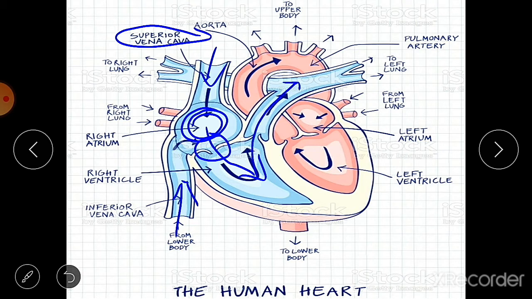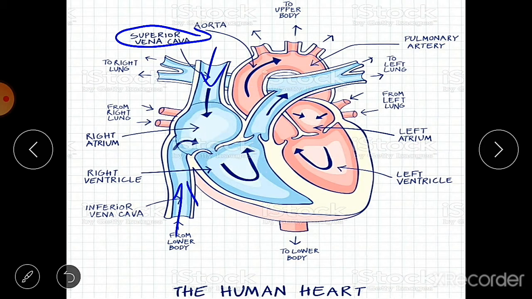So this pulmonary artery, as it is an artery, should contain oxygen rich blood, but this is the exception for this pulmonary artery and pulmonary veins. Pulmonary artery contains deoxygenated blood and pulmonary vein contains oxygenated blood. So these are the two exceptions for blood vessels: pulmonary artery and pulmonary vein. Now this deoxygenated blood is taken to the left lung and to the right lung.